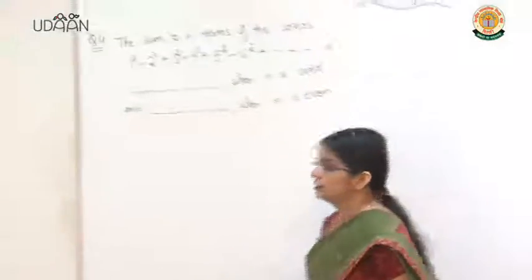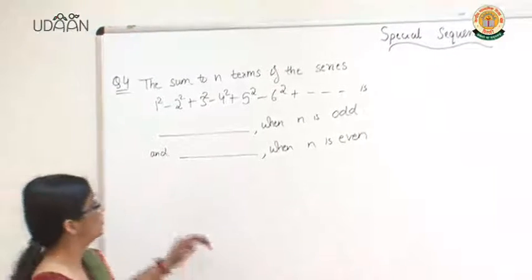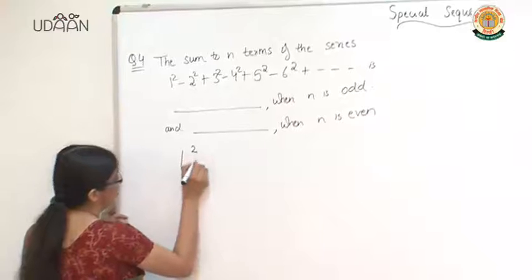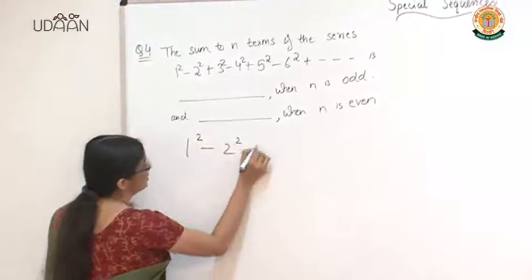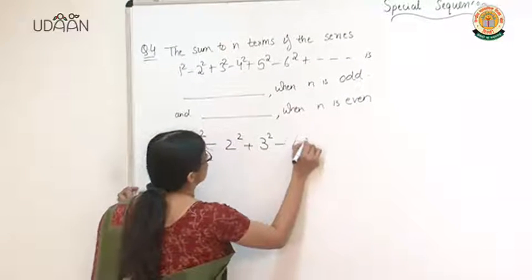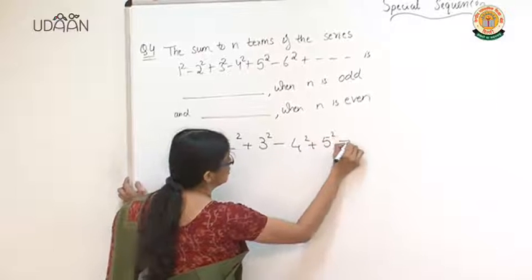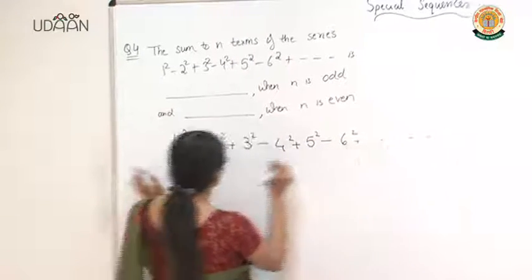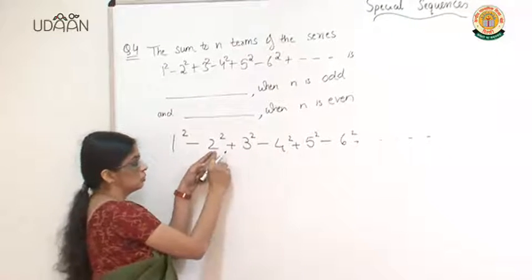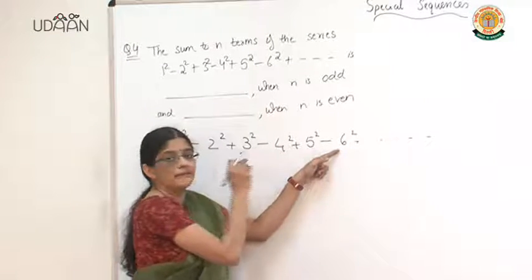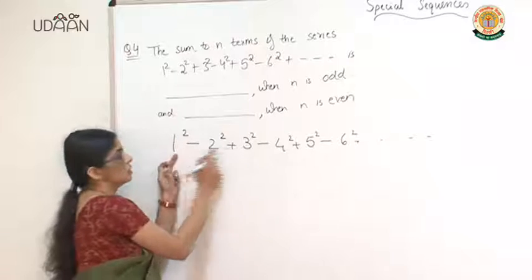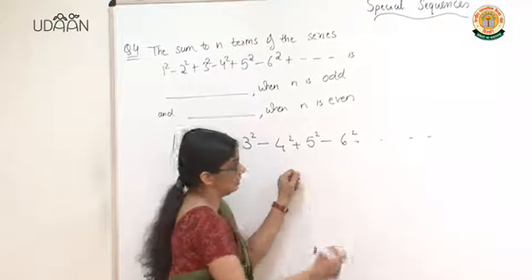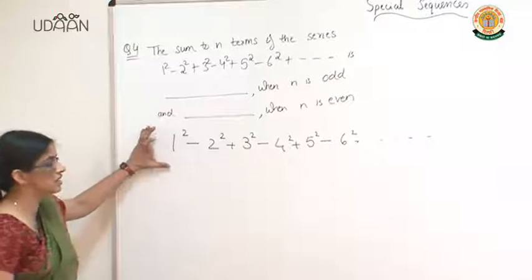Read the question. The sum to n terms of this series. The series given is 1 square minus 2 square plus 3 square minus 4 square plus 5 square minus 6 square. Examine the series closely. All even terms, 2 square, 4 square, 6 square, are negative, and odd terms 1 square, 3 square, 5 square are positive. That means unless and until we write the last term, we can't solve it.